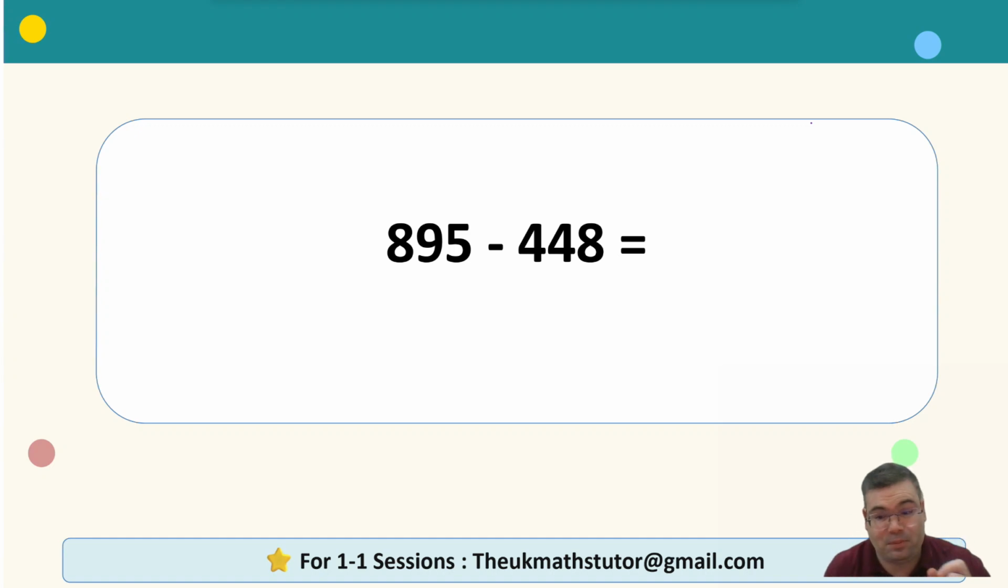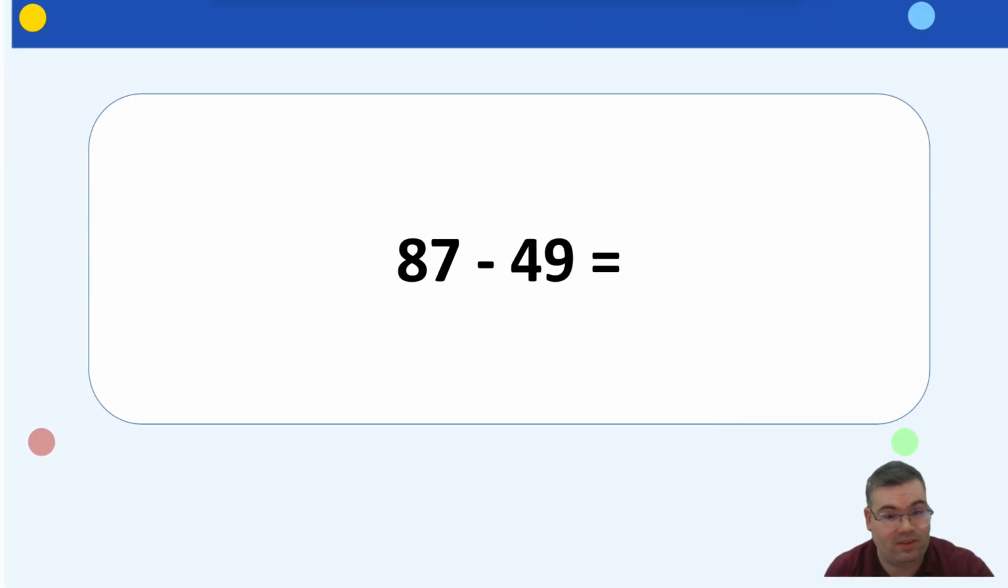Hi friends, this subtraction you can directly write down your answer within 3 seconds without touching your pen. Let's see how. Let's start with an easy example. So 87 take away 49.